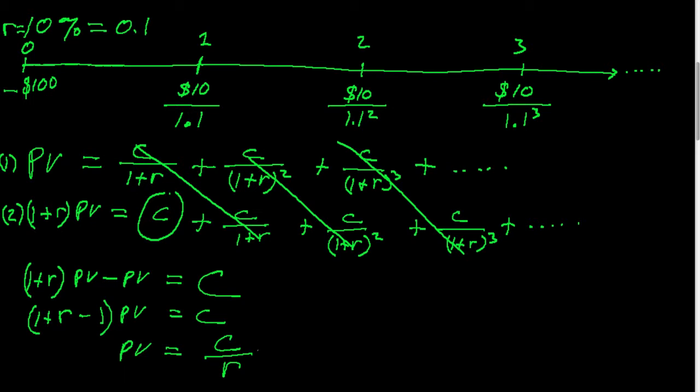Let's put in our numbers from above. We had C was $10. That's how much you were getting at the end of every year. And the interest rate was 10%, or 0.1, and that equals $100, which is exactly what it cost you to get $10 every year forever.